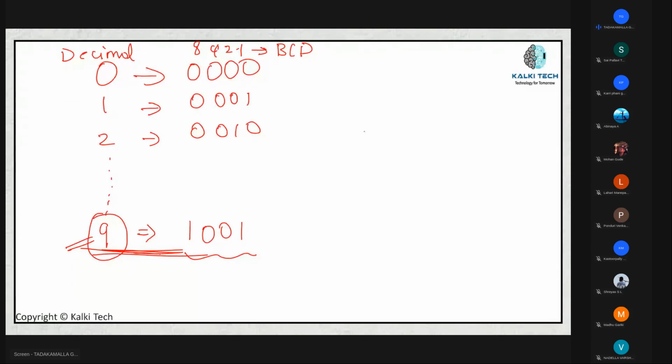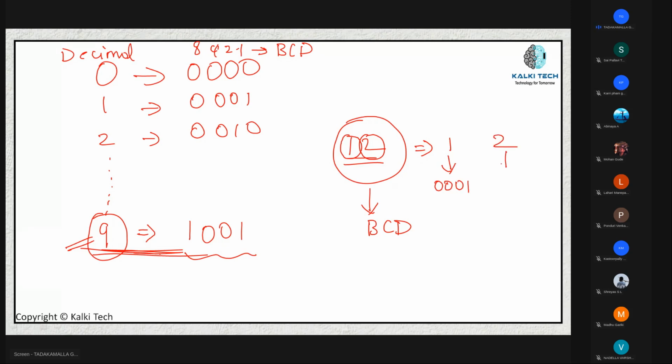Let's say we have a decimal number, say 12. If we want to represent this decimal number in BCD, how are we going to represent it? We should represent it digit by digit. Every individual digit has a 4-bit binary BCD representation. That is, 1 is 0001, and 2 is 0010. So this is the BCD representation of 1 2. Is it clear?